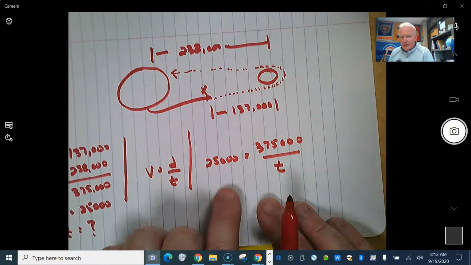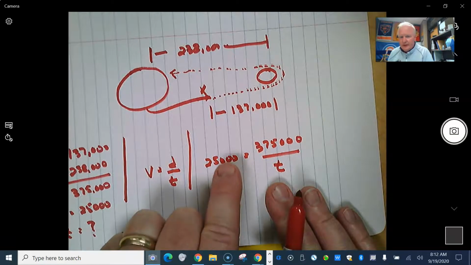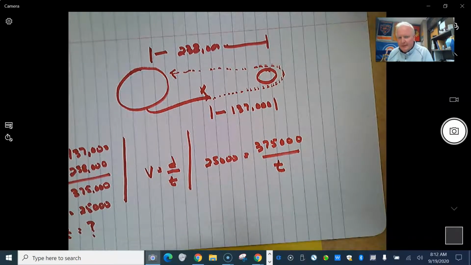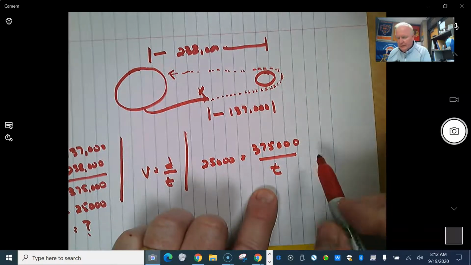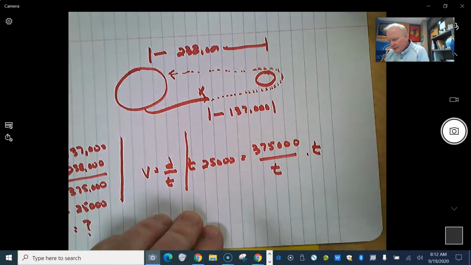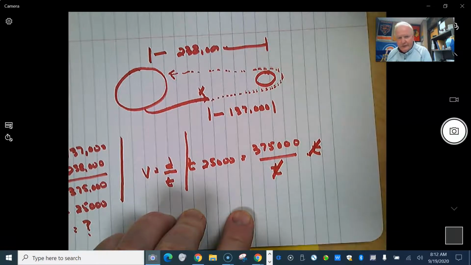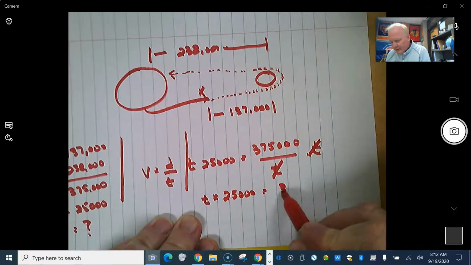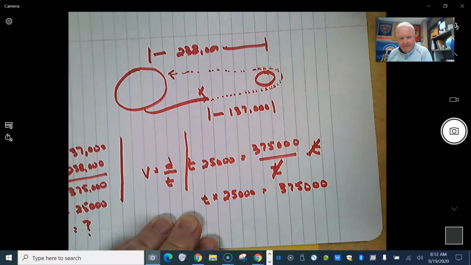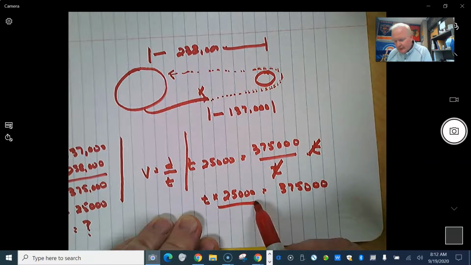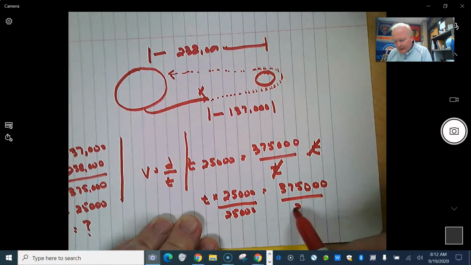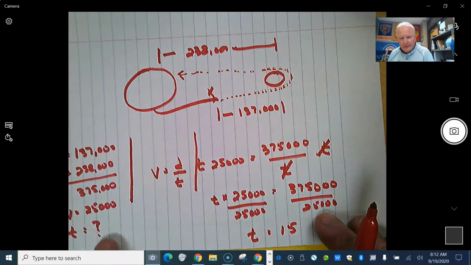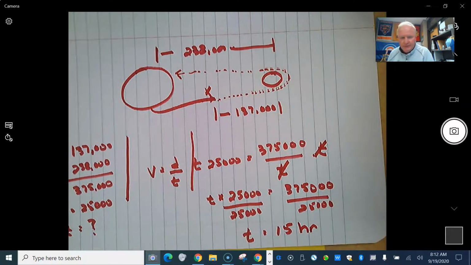Now remember that this is where we've got to do some algebra. We've got T on the bottom, and we need T by itself on the top. So the first thing we do whenever we see a problem like this is multiply by T. T divided by T becomes 1, so they cancel. If I rewrite this, it's just T times 25,000 equals 375,000. To get T by itself, we do the opposite of multiplication. We divide by 25,000 on both sides, and we get T equals 15. Since our velocity is in miles per hour, we know that our time will come out in hours.